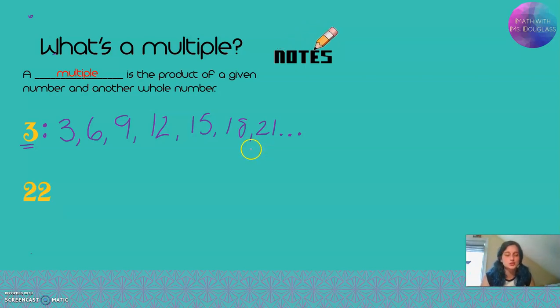Multiples of 22. Maybe we don't know our 22's tables as well as we know our 3's tables. So here's a quick strategy. If I say, please write 4 multiples of this number, they don't have to be the times 1, times 2, times 3, times 4, times 5. They can be any multiples. So let's put our colon to start our list.